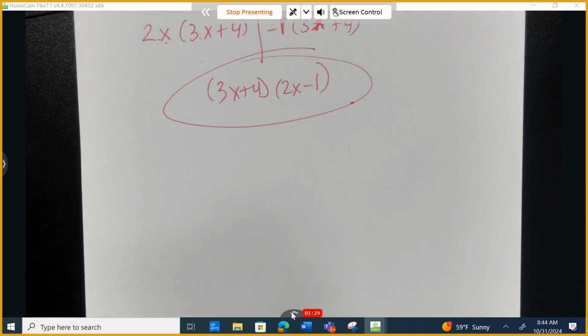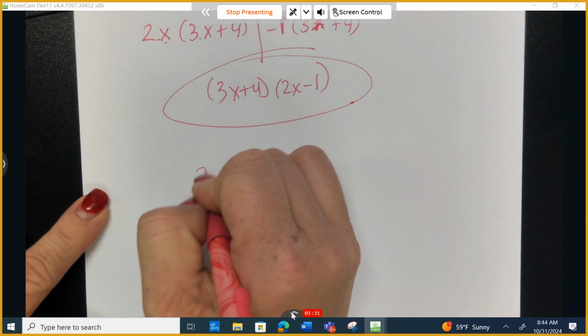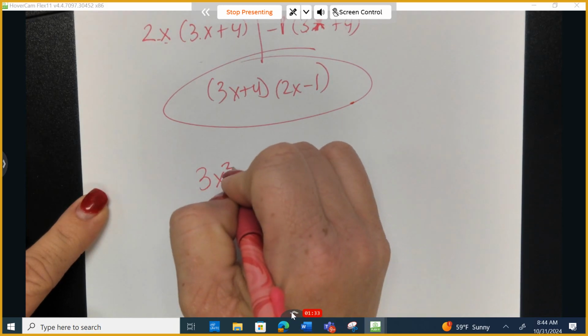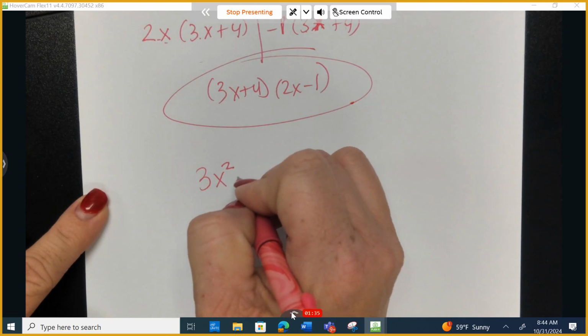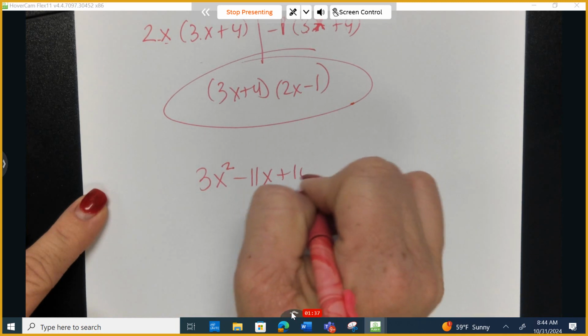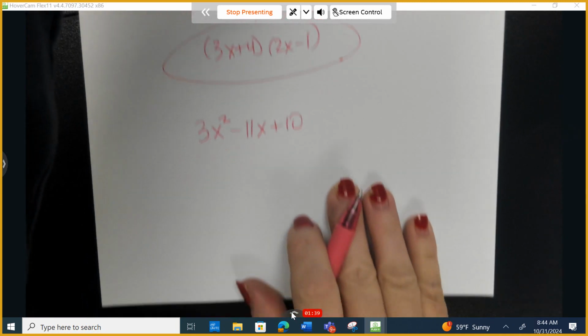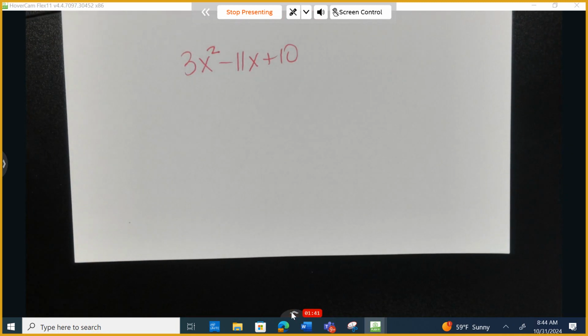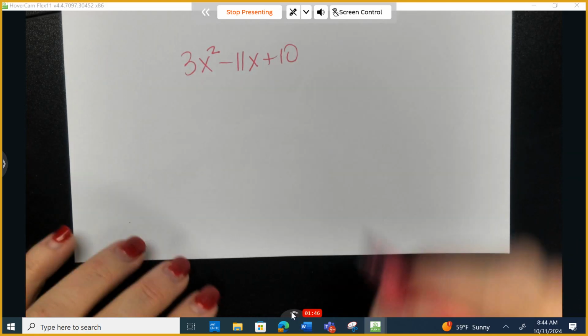If you are live with me, please write down this next one: 3x squared minus 11x plus 10. If you are watching this back at a later time, press pause, try to factor this on your own, and then come back.